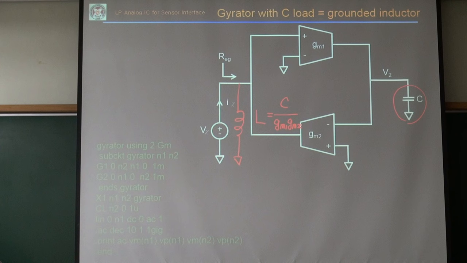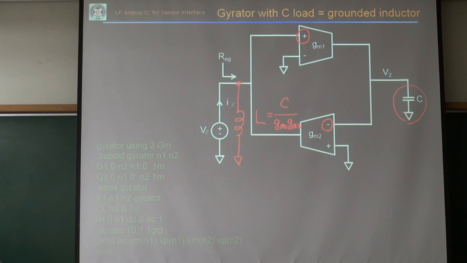If you look at this gyrator, the input voltage is applied to the positive input node. And then this feedback voltage V2 is applied to the negative input node. Okay, this output is connected to input, right? So that's a gyrator.